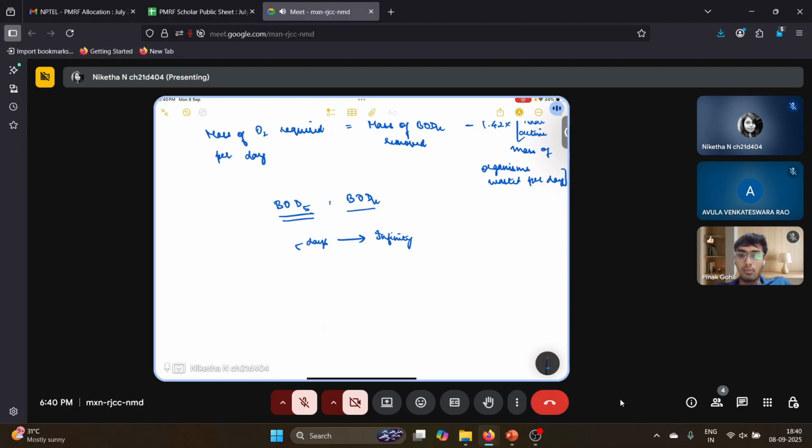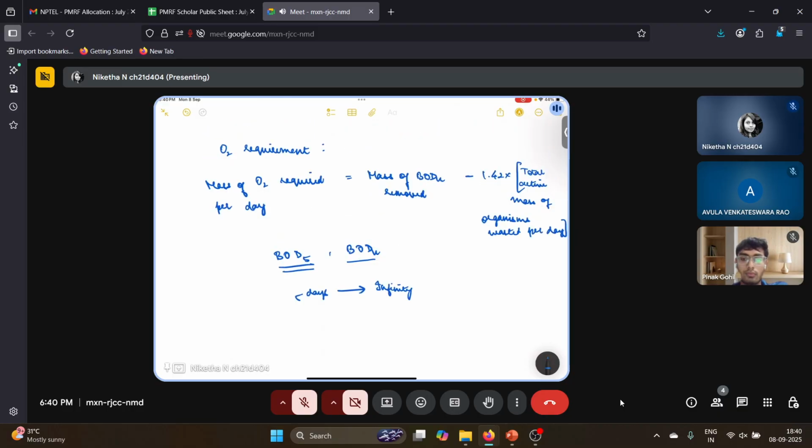So if you leave the sample along with the bacteria for an infinite number of days, there is a limit up to which the bacteria can oxidize the waste. Beyond a certain amount, it won't be able to break down. Certain organics cannot be broken down by bacteria, and that limit up to which the bacteria can break down organics is called your BOD ultimate, or the oxygen required for breaking down the maximum amount of organics by bacteria is called BOD ultimate.